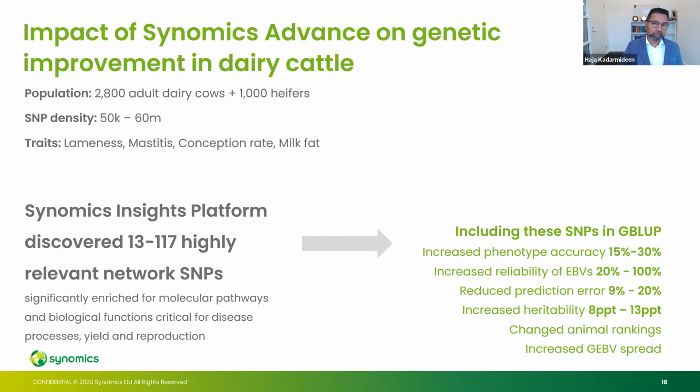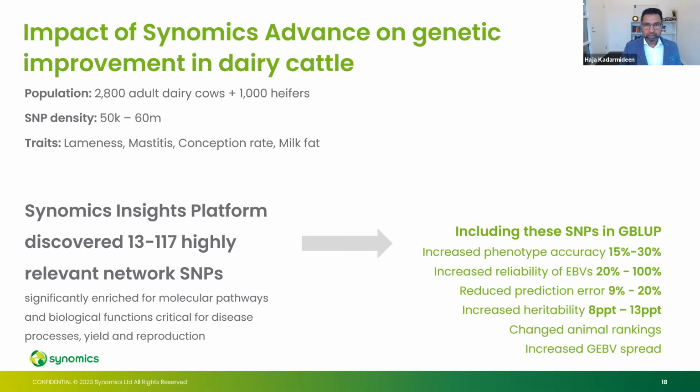be it production or health and fertility. What is the lift in the reliability of genomically estimated breeding values? What is the reduction of the prediction error variance? What is the increase or decrease in heritability? And that means, are we able to capture extra additive variance that is hidden if you were not taking into account those combinatorial and epistatic interaction variants?